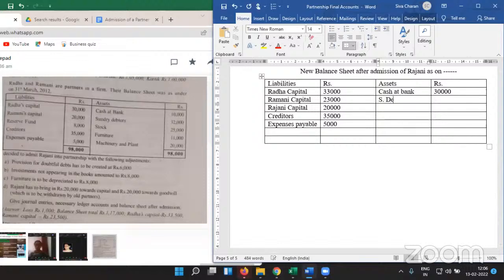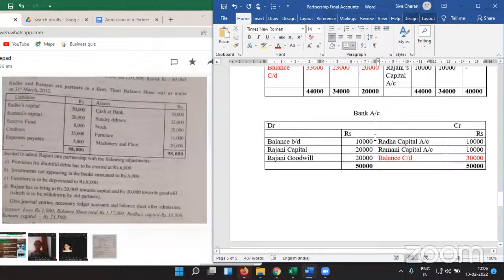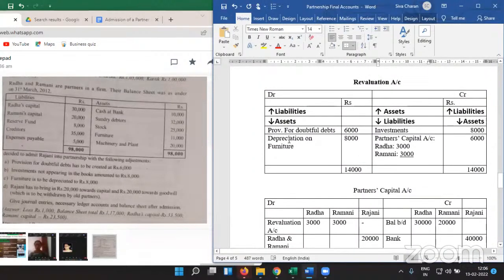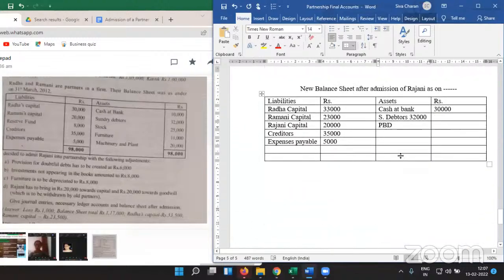Sundry debtors. What is the amount of sundry debtors? 32,000. Do we take as it is, 32,000? No. Very good. So you are supposed to subtract PBD, which is given in the revaluation account. Which side are you showing PBD, provision for doubtful debts? Debit side. Debit side means from the asset you are supposed to subtract. So the revaluation amount you are supposed to subtract from the asset value.